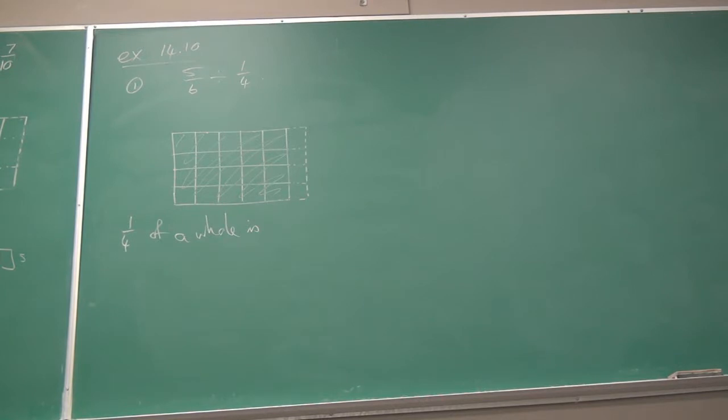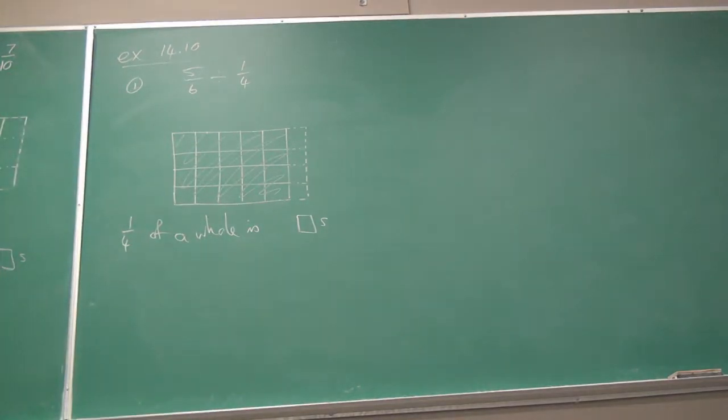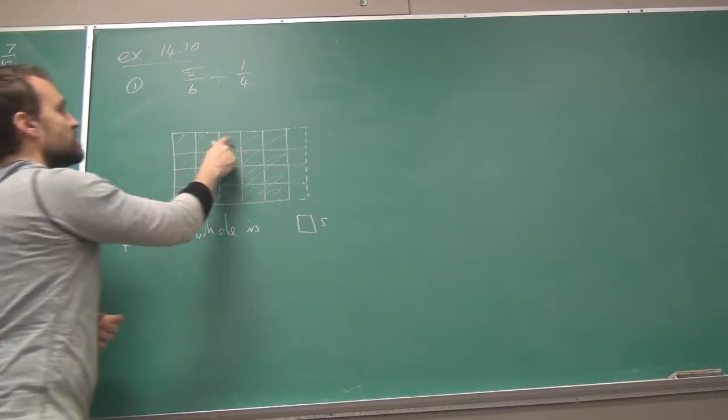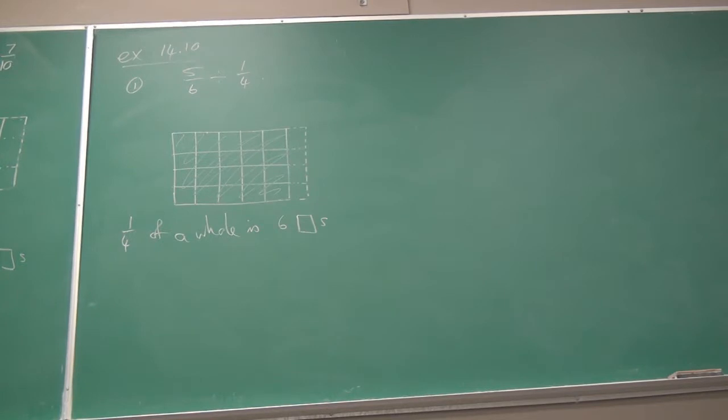A quarter of a whole is how many little squares? Note that I'm not shading those squares, just of a whole rectangle. How many make up a quarter of that rectangle? 6. 1, 2, 3, 4, 5, 6. So that's my group size.